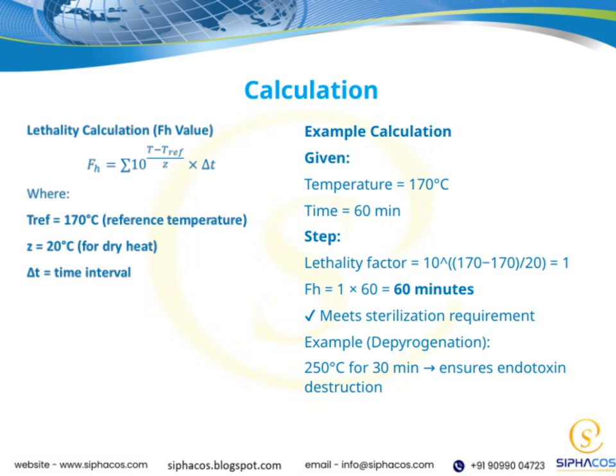Now, for depyrogenation, the goal is to destroy endotoxins. A typical example is heating at 250 degrees Celsius for 30 minutes. This temperature and time combination is effective to ensure endotoxin destruction, which is crucial for certain sterile applications. Overall, these calculations help us verify that our sterilization processes are effective and meet safety standards.